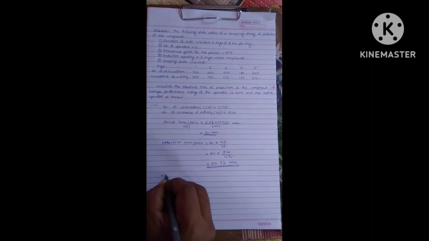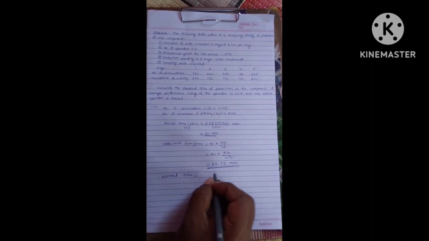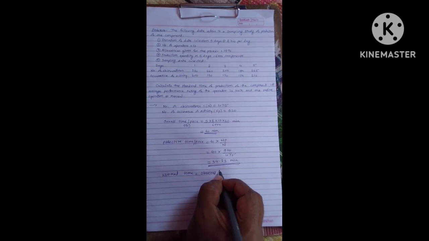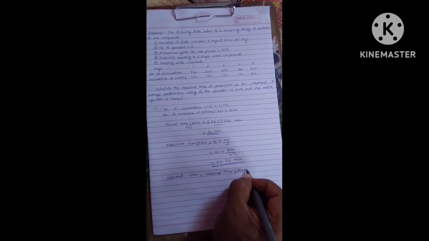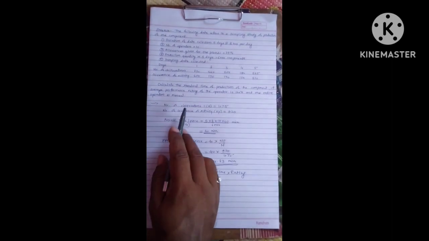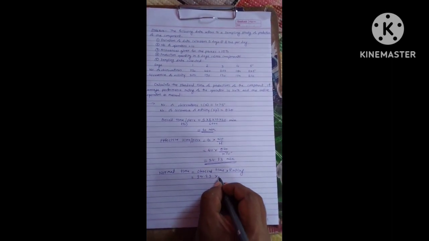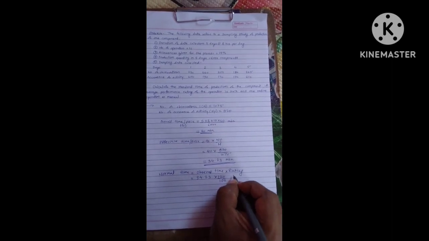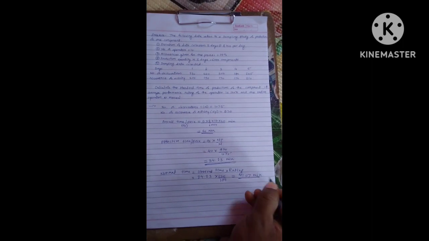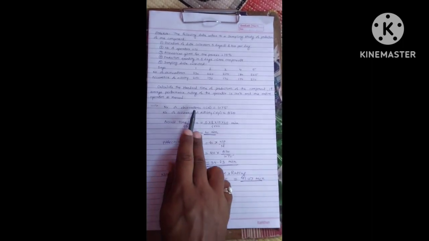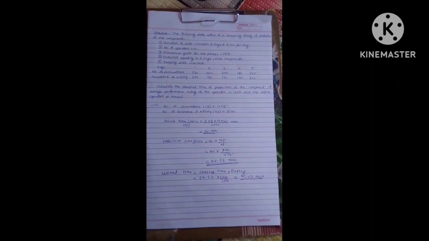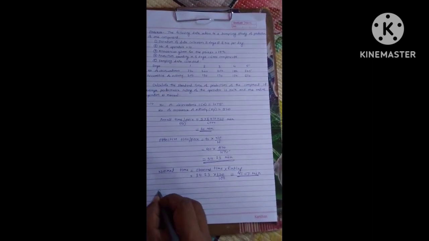So next is the normal time. Normal time is equal to effective time, that is observed time, into rating. So it is 34.23 into the performance rating, which is 120%, that is 120 divided by 100, and it is equal to 41.07 minutes. So this is the normal time: observed time into rating, and the performance rating here is 120%.